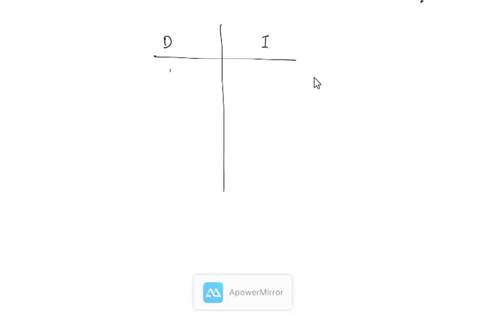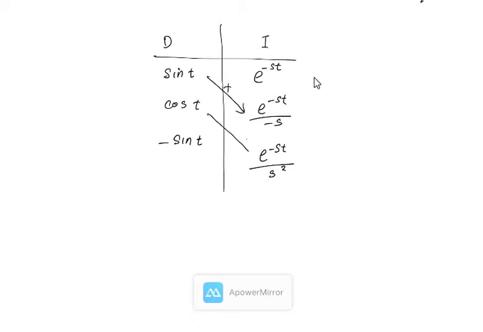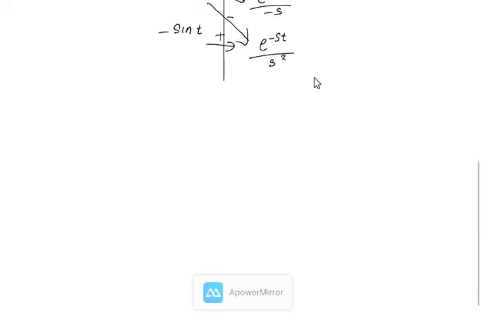So differentiate the sine t and integrate e to the negative st. Differentiating sine t, you get cos t, and differentiating again, you get negative sine t. Integrating e to the negative st, you get e to the negative st divided by negative s. Integrate again, you get e to the negative st divided by s squared. So this is positive, this is negative, and this one is positive too because it's not finished.